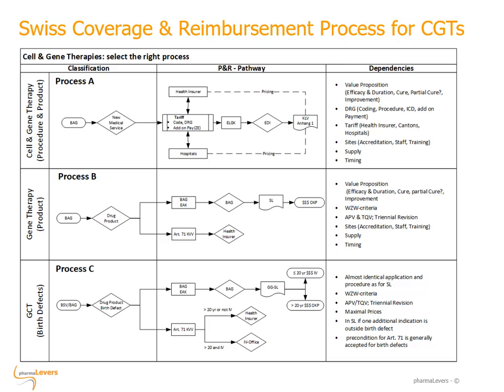In the case of birth defects, the route is identical, Process C, except that for patients under 20 years of age, payment is made from disability insurance and not from health insurance.